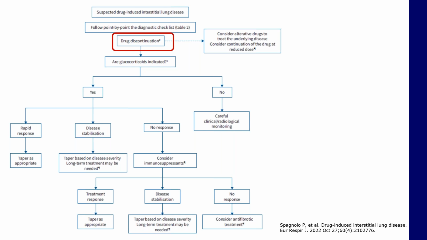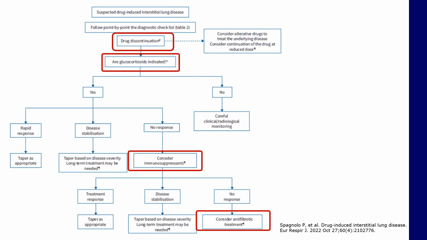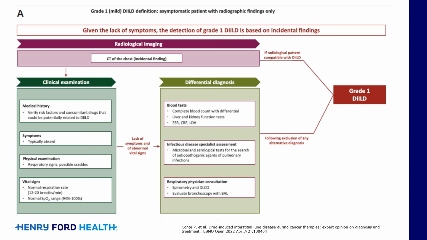So drug discontinuation would be the first step, and then we need to see if the patient is a candidate for steroids. On subsequent slides, we'll be going through different grades of drug-induced ILD and where steroids would be indicated. So if steroids are indicated, the next step would be to reassess to see if the disease has stabilized, and if it has stabilized, then we would taper the steroids over time. But if there is no response, then we would need to consider other immunosuppressants such as azathioprine, mycophenolate, or if they have no response to other immunosuppressants, then antifibrotics would be a consideration.